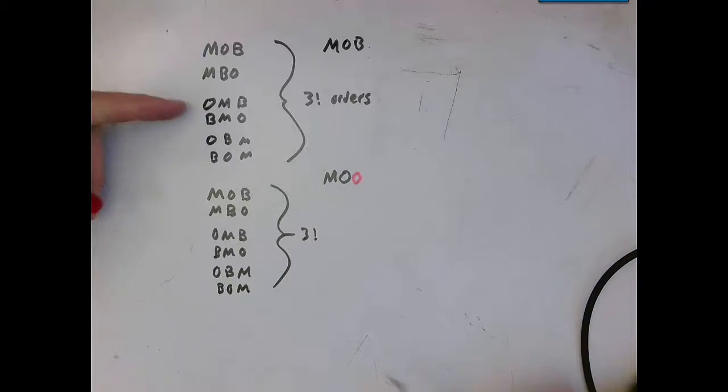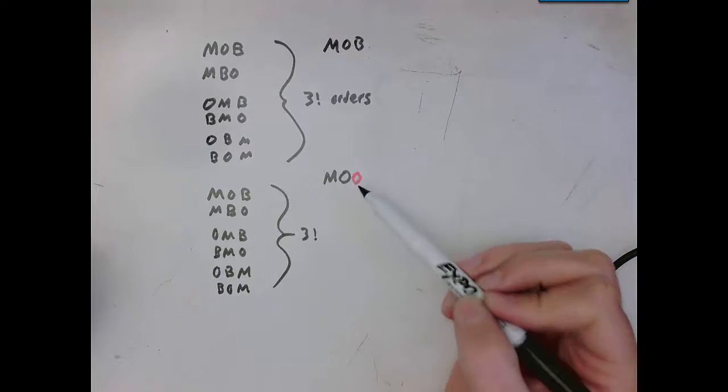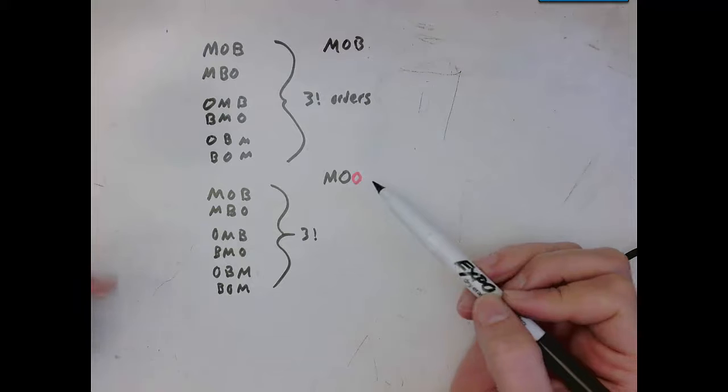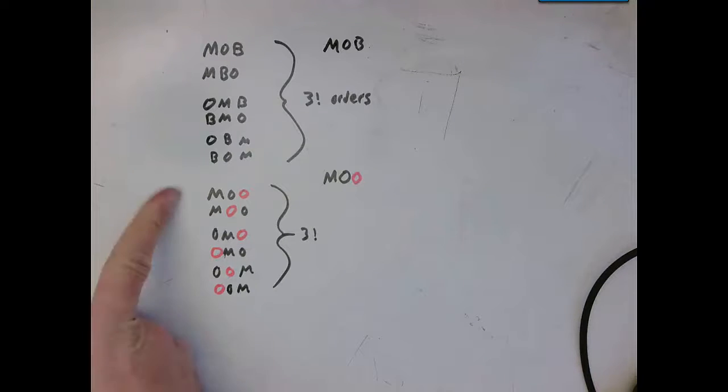Let's start with the same list, but let's replace the B with an O. But I'm going to replace it with a red O so that we can tell which of the O's used to be the B. So here we go. I'm going to make the change now. All right. So you can see those same 6 possibilities now have actually turned into only 3 possibilities.